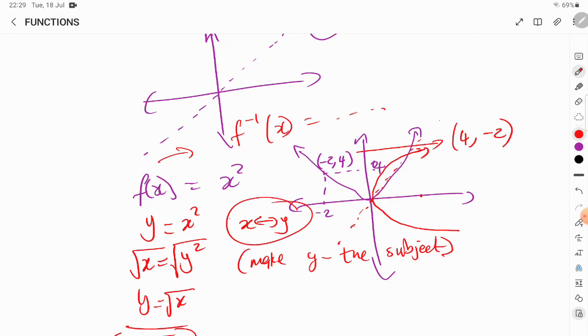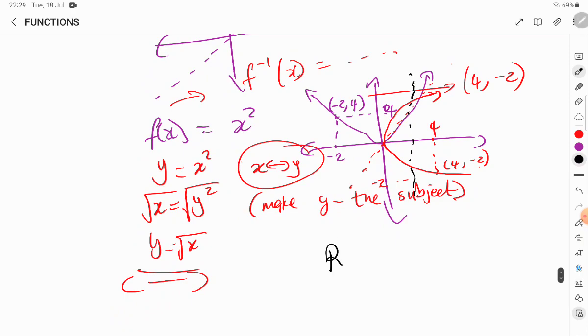Yeah, and our coordinate is 4 and -2. So there we go, 4 and -2. But there's something wrong with this graph, right? If you were to draw a vertical line here, it actually cuts our new graph twice, which is definitely problematic. So what we do is we come up with what we call restrictions, and restrict ourselves to certain points, right?